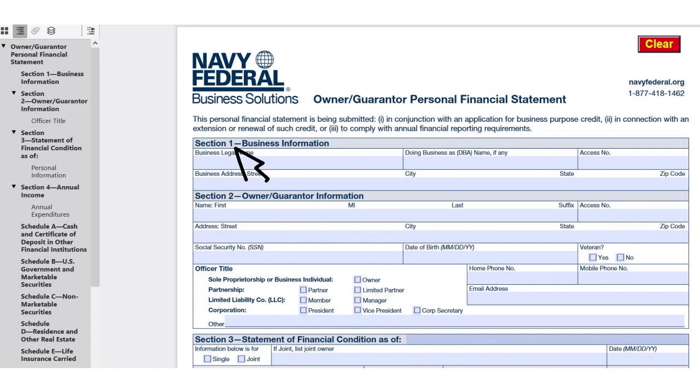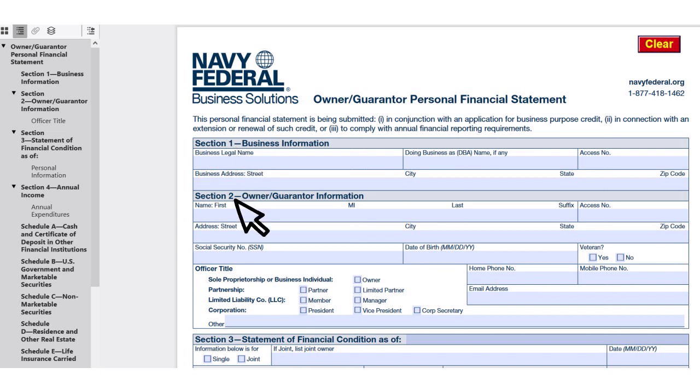So Section 1, business information. All right, so you put your business legal name. If you have a DBA, if you're doing business under a different name, you want to put that. Your access number, this is the account number. Obviously, to get a business loan from Navy Fed, you have to be a business member. So the access number is your account number. You have to put the business address, all that kind of information.